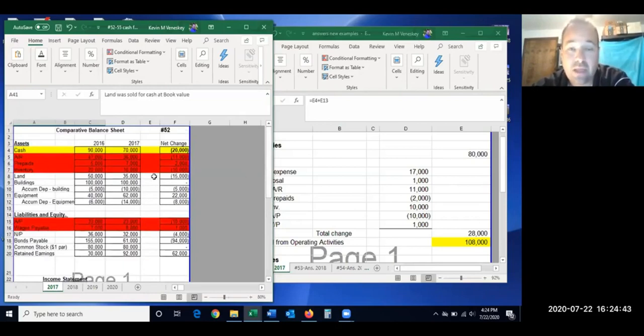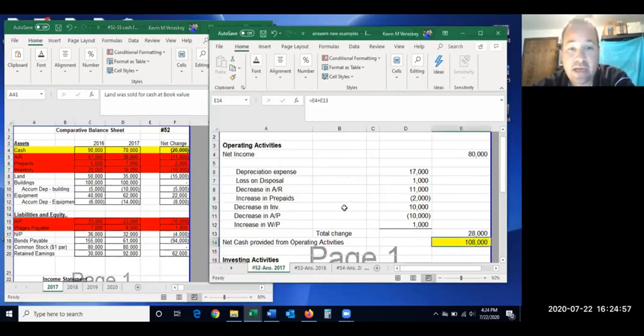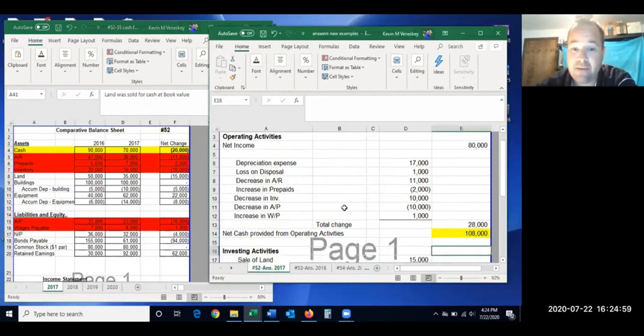Because I could have sold the land for a gain. Just because I got rid of 15,000 in land, what if I sold it for 20? We wouldn't know that just by looking at this. But it tells me I sold it for book value, so I sold it for what it's worth on my books, 15,000.